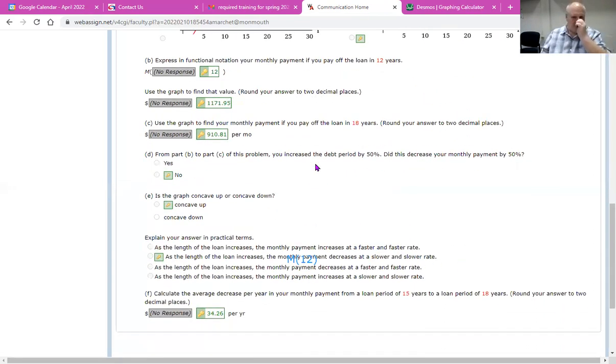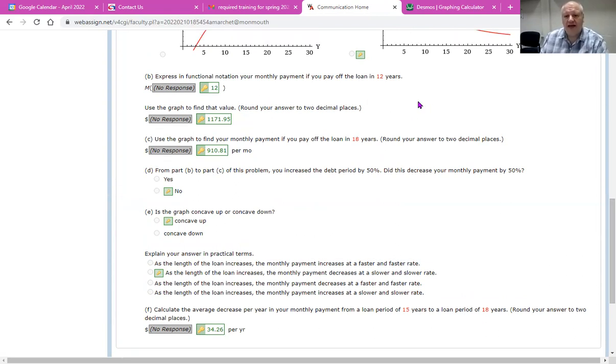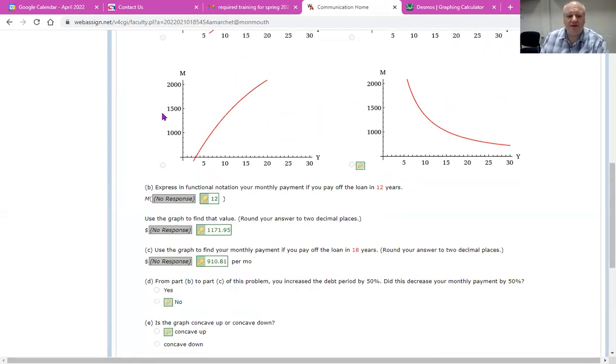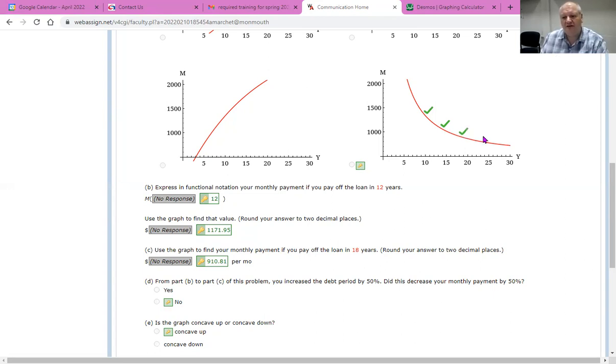All right, carrying on. Explain your answer in practical terms. The answer we have here is, as the length of the loan increases, the monthly payment decreases at a slower and slower rate. That is the case because if you think about places in the graph right here and here, it's decreasing. It's decreasing slower from that green check mark to that green check mark, and even slower from that green check mark to this one and so on. Like it's not as steep of a fall as you carry on. That's why that's the answer they were looking for there.